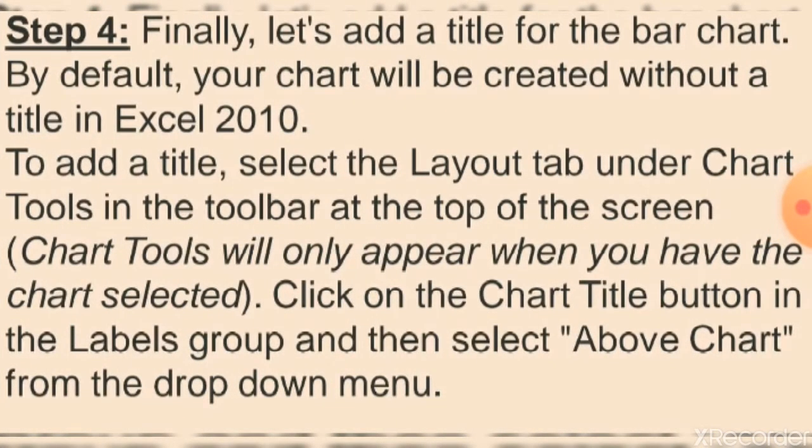Step 4. Finally, let's add a title for the bar chart. By default, a chart will be created without a title in MS Excel 2010. To add a title, select the Layout tab under Chart Tools in the toolbar at the top of the screen. Click on the Chart Title button in the Labels group and then select Above Chart from the drop-down menu.